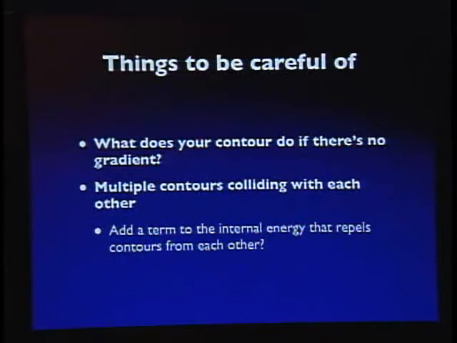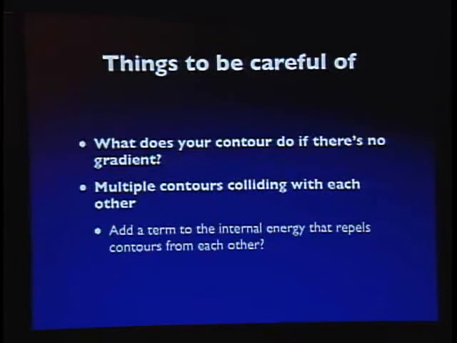So one thing that you might be interested to hear is that if you plop down one of these contours onto a completely flat image where there is no gradient at all, then sometimes the optimizer will freak out. And the contour will just kind of arbitrarily jumble, and segmentation fault, core dumped.